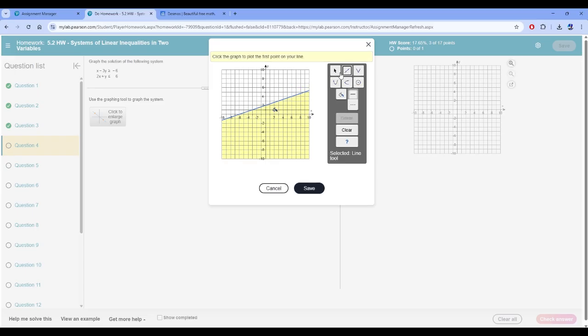And then the second equation is y equals 6 minus 2x, down 2, right 1. Does 0, 0 make that one equal? 0, 0 is less than, yes, which means my intersection is there.